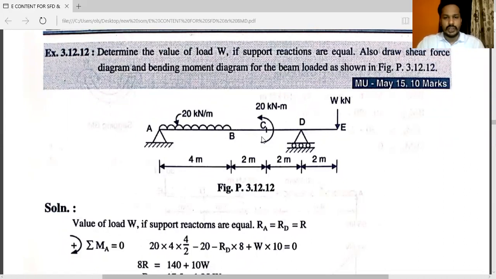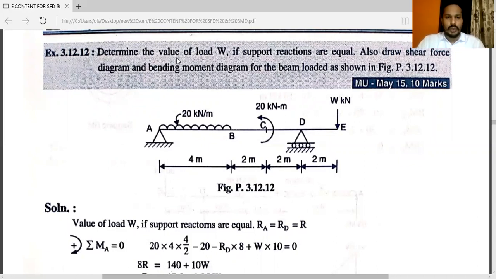See, in this diagram, moment is given. You can see here on the beam at point C, one additional moment is given. You can see this 20 kilonewton into meter. See the problem. Determine the value of load W if support reactions are equal. Also draw shear force diagram and bending moment diagram for the beam loaded as shown in figure.